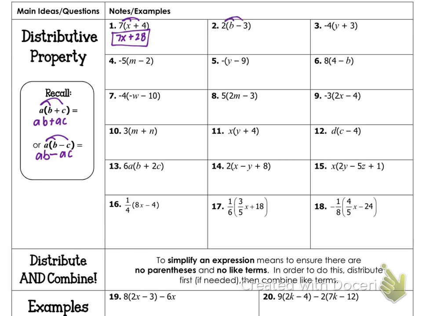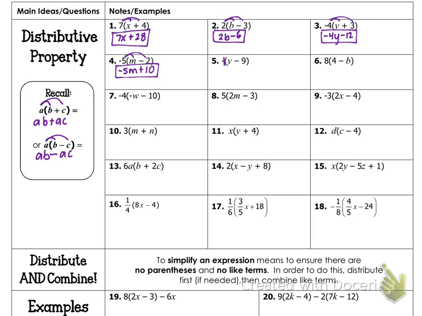So the next one, 2 times b is 2b. And then 2 times -3 is -6. And that's it. And then the next one, -4 times y is -4y. -4 times 3 is -12. So we're just multiplying in. And then for this one, -5 times m is -5m. And -5 times -2 is +10.